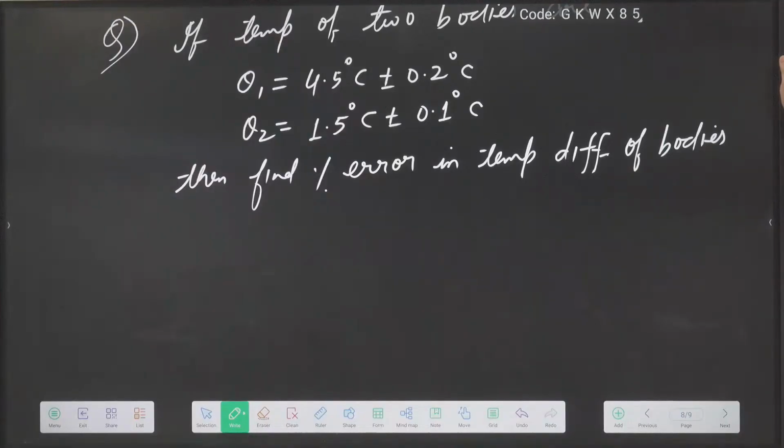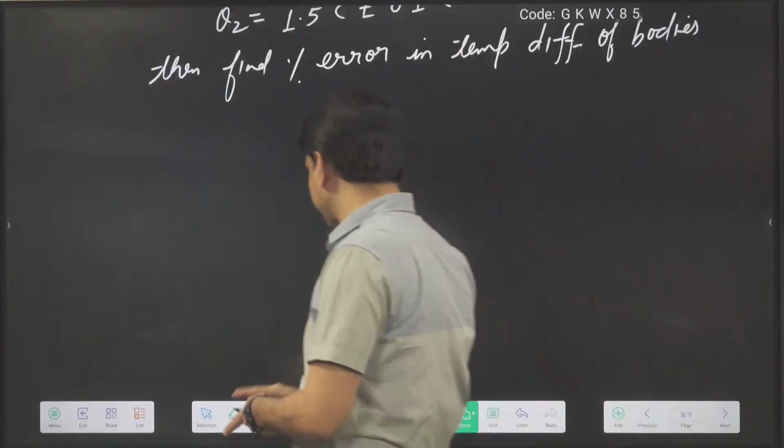Who is getting 5%? I think 10% will come. I am asking the temperature difference, not the addition. Who is calculating the 5%? They are calculating the addition. Everybody got 10%. Why? I am asking the temperature difference.